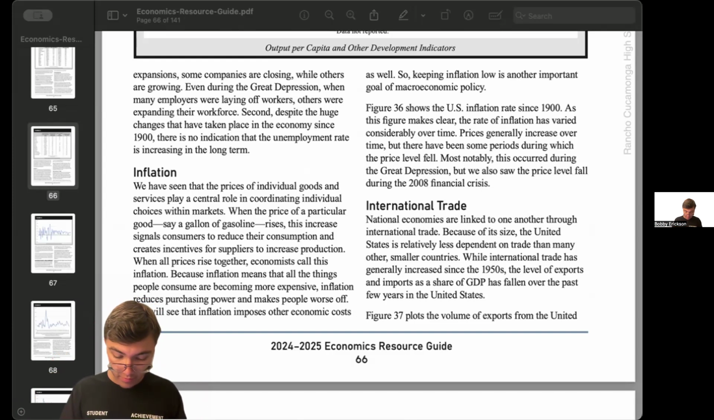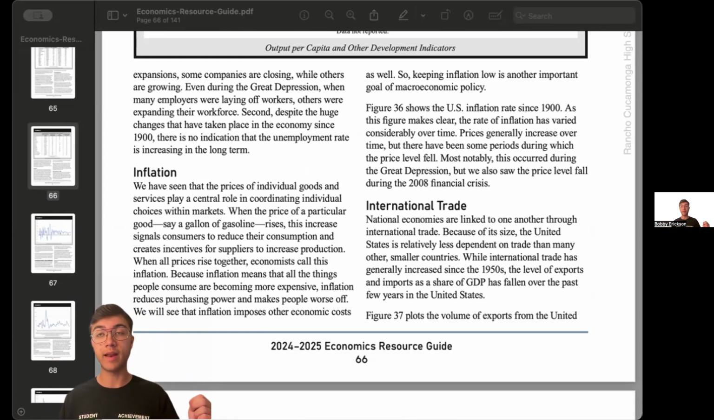But when all the prices rise together, this is called inflation. And so all the things that people are consuming are becoming more expensive. And so inflation overall reduces purchasing power. The power you have to purchase an item is being lowered because, say you have a single dollar and inflation causes that dollar water bottle to now be $2, then you have lower purchasing power because that dollar can only get you half of a water bottle instead of a full water bottle. And so we can see that it makes people worse off as a whole. This also imposes economic costs, and so it's important to keep inflation low as a whole.